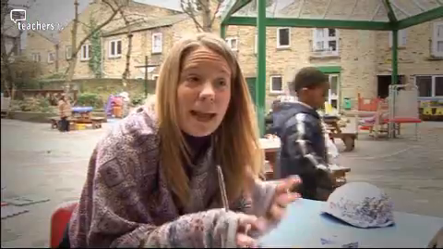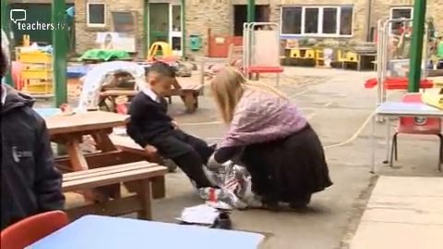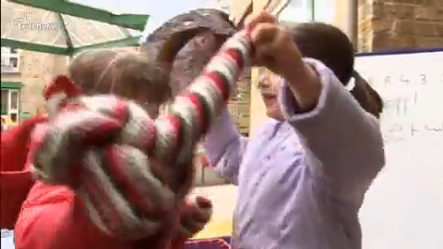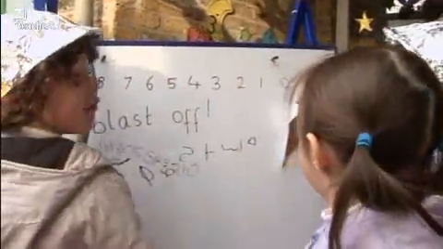When we first set up a role play area, often the children don't really know how to use it. So initially, we try and go in and support their play and extend them and ask questions. And then once they're using the area independently, we'll step back and we'll observe. We'll find out what they're doing and what they're saying.